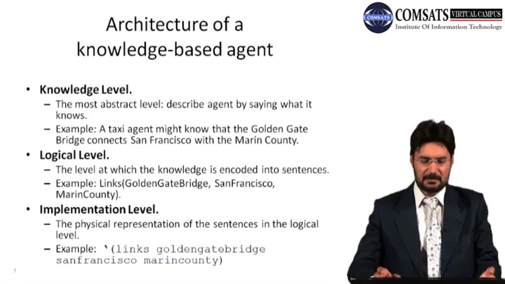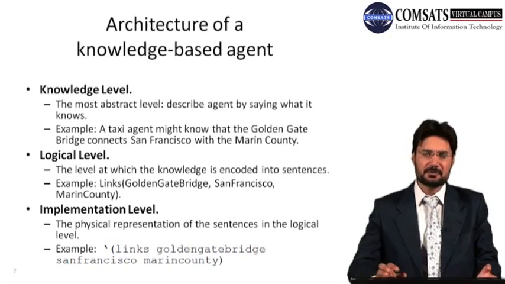Logical level. What is the logical level then? The level at which the knowledge is encoded into sentences. Example: Links(Golden Gate Bridge, San Francisco, Marin County). If we want to come into the logical way, then, as I explained in the previous slide, we need to convert it into some kind of logic that we can easily understand and easily prove, because we cannot keep the complete sentence. We will take out the meaning of it, the understanding of it, so that we can calculate it.